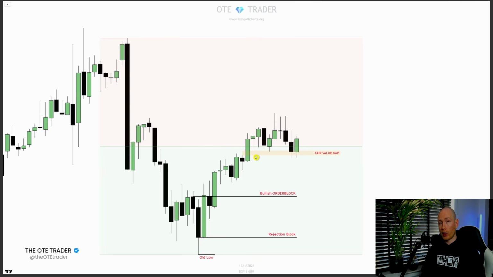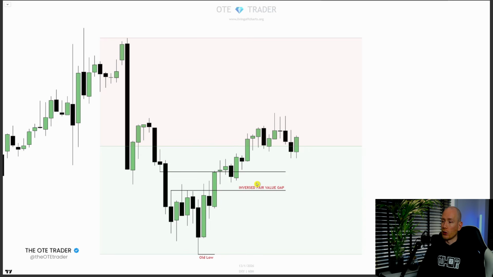Is this a good fair value gap for a continuation higher? In my opinion, yes, because it's still in discount, right? And now I'm going to show you what is most important when trading fair value gaps and in determining order flow, is using it like this.